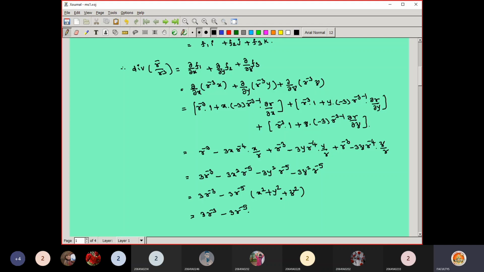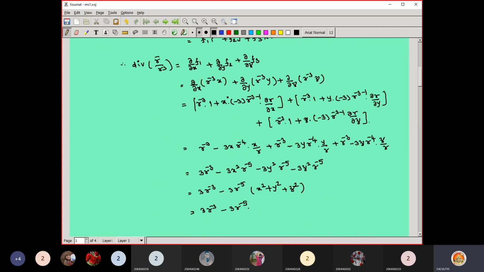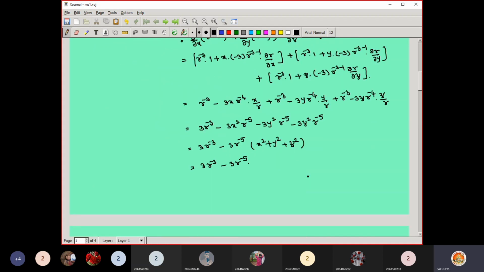What about this x square plus y square plus z square? Look at the last class notes. It is in the notes, when r bar is the positional vector, r is nothing but modulus of r bar. So r square stands for x square plus y square plus z square. So that value you are directly substituting here. In the place of r square, you are writing it as x square plus y square plus z square is nothing but r square. The reason is r square, which is nothing but modulus of r bar, its square value. So that becomes x square plus y square plus z square.